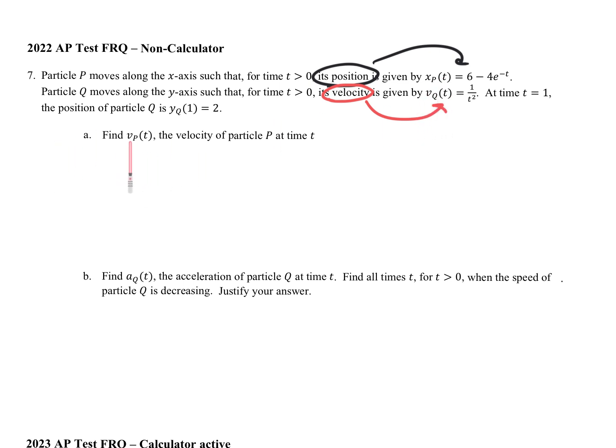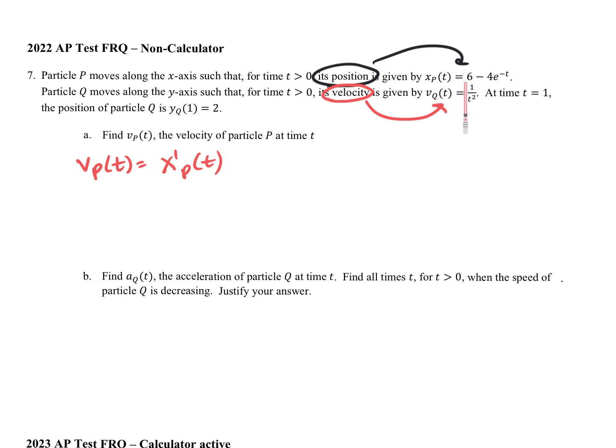Find V sub P of T, the velocity of P. Do you agree P is this top function? And they gave us the position. So what do I need to do to that to get the velocity? Take the derivative. If this was my position, I'm going to say Vp of t is really just x prime. Now, you really don't need this. If you don't need that, you don't have to write it if that's confusing you. We're just saying the velocity of p is going to just be its derivative.